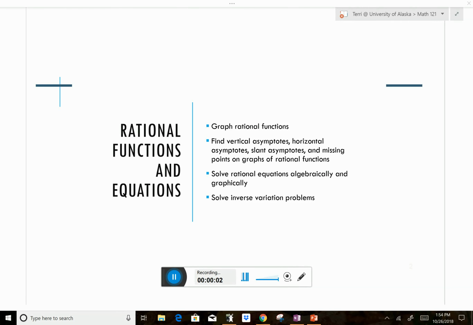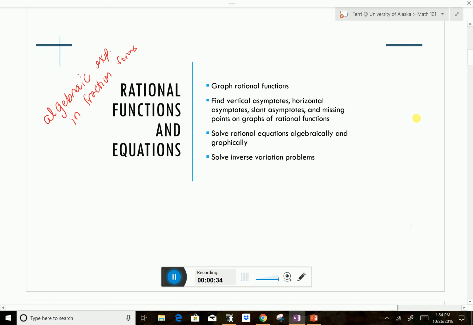Okay, so now we've gotten to the chapter on rational functions and equations, and everybody loves these because this is algebraic expressions in fraction form. And so two of the things that everyone loves most are fractions and algebraic expressions, and of course rational functions and equations. Put them together. So let's see what we've got in this chapter.